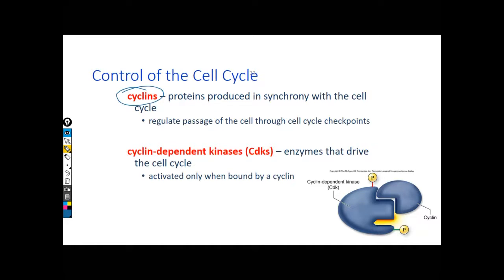Okay, so cyclins, okay, are produced as the cell grows. Okay, so that's what we mean by in synchrony. So along with. Okay, so as the cell grows up, right, it's making more cytoplasm, more plasma membrane, blah, blah, okay. As it's doing that, it's also making cyclins. It's like a side project.